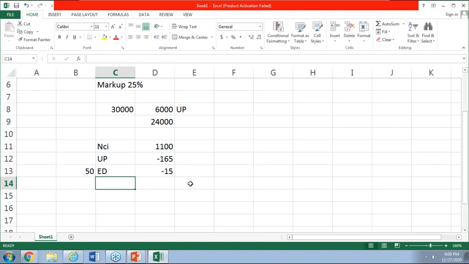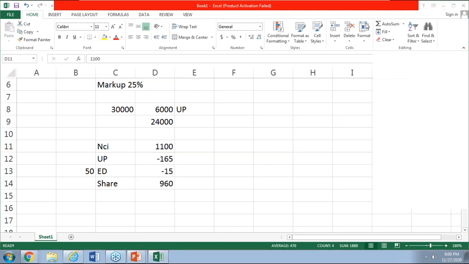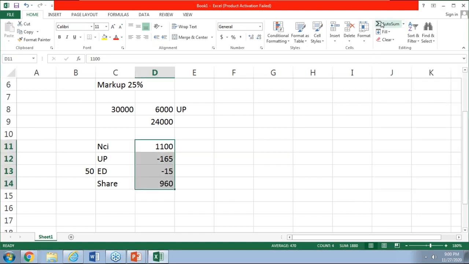Now finally, the share of the profit which the subsidiary company has earned during the period is 3200. So 3200 into 30% will be the share of NCI. By adding all these figures, we get the value of NCI. The answer is 1880.